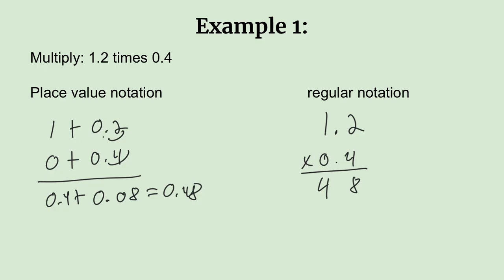So what's happening here is you count how many decimals there are. That's 1. That's another one. So there's 2. So you have to move the decimal 2 times to the right. So you get 0.48.